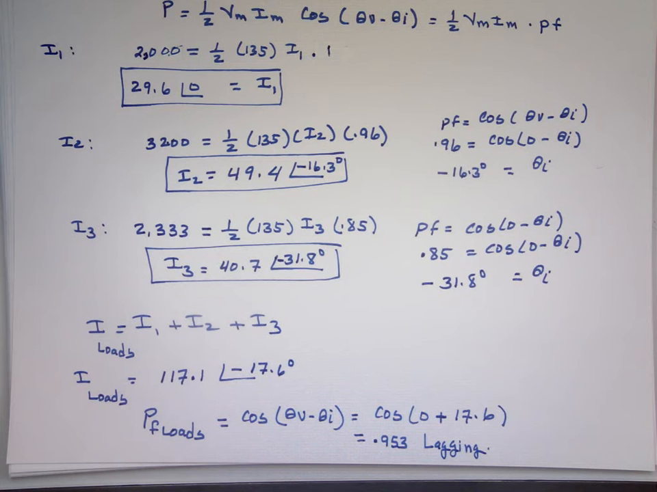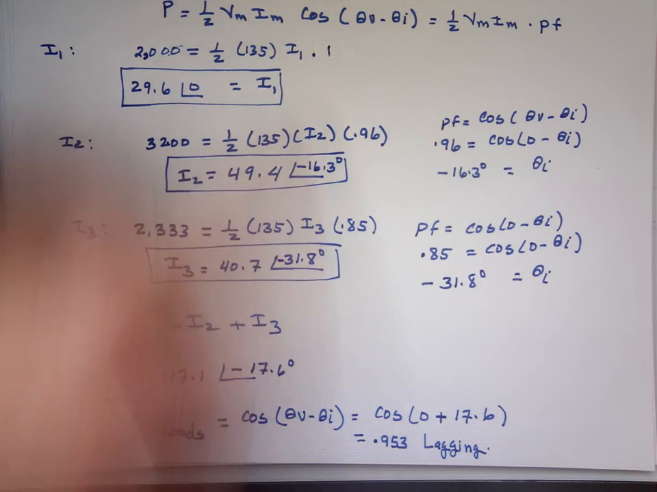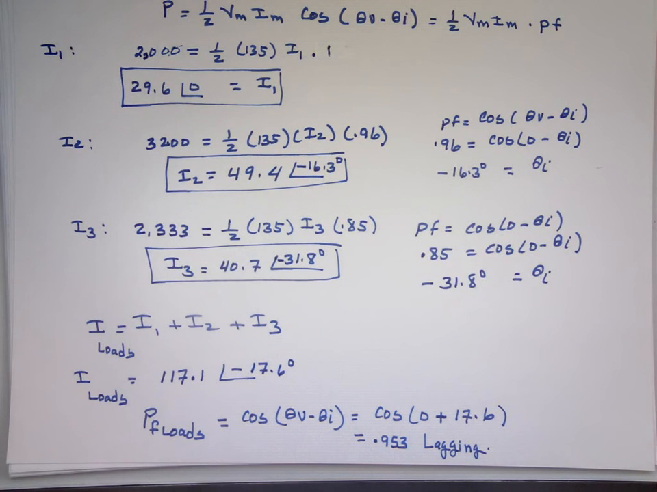The book got 0.954. So this is a more accurate representation of the power factor than just adding up the power factors of the loads? What do you mean adding up? To find the power factor, you don't add the power factor for each one. You don't average them, right? No, you can't just take the power factor of each one and average them.